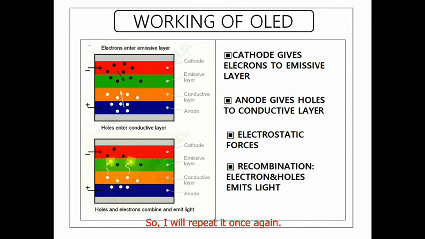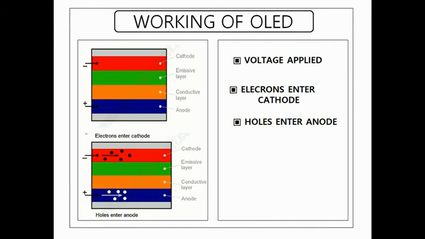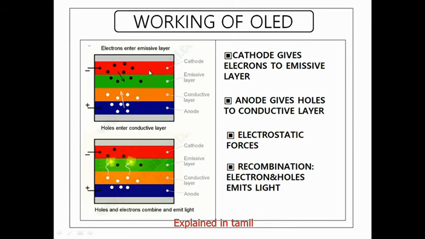So I'll repeat once again. This is cathode and this is anode. நம்ம potential voltage இதில நம்ம apply பண்ணும்போது cathodeல இருக்கிற electrons emissive layerக்கு move ஆகும். anodeல இருக்கிற holes conductive layerக்கு move ஆகும். So electrostatic forceனால இந்த emissive layerல holeம் electronம் recombine ஆகி நமக்கு light produce ஆகும். This is the working principle of OLED.